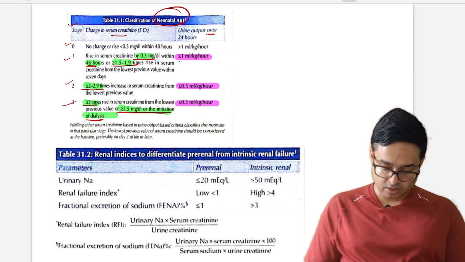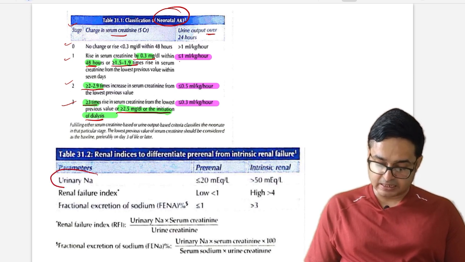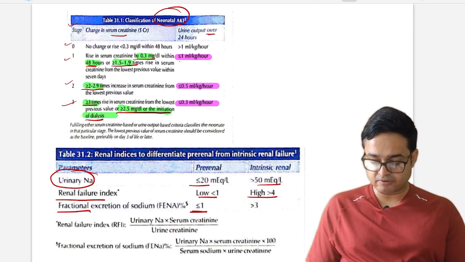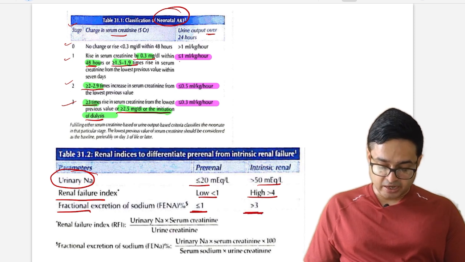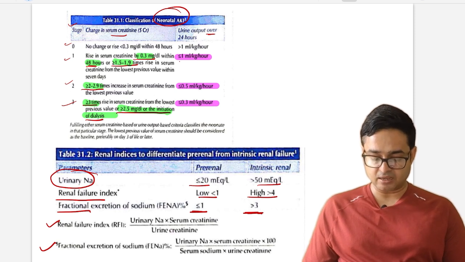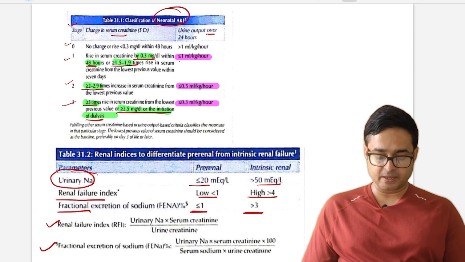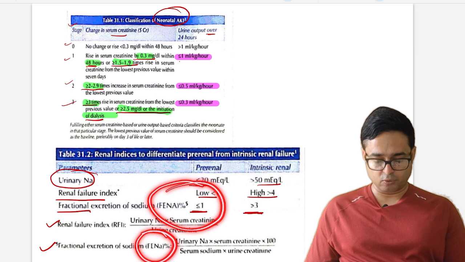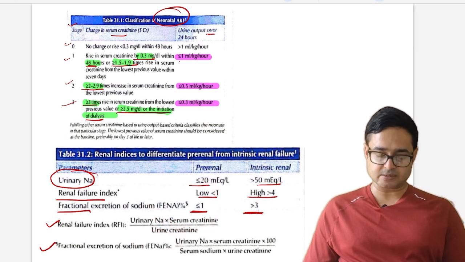Okay, so urinary sodium is in pre-renal less than 20, all we know. Renal failure index is less than 1 in pre-renal, and in intrinsic it will be more than 4. FENa is less than 1 in pre-renal, and in intrinsic renal it will be more than 3. Renal failure index and FENa definition, you have to remember. They can ask, just go through: urine sodium into serum creatinine upon urine creatinine is the definition of renal failure index. Okay, and FENa all we know. So just remember, this can be asked in your exam.